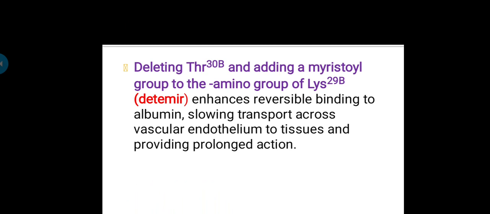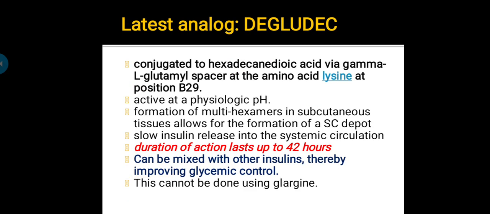So it enhances the reversible binding to albumin. It slows the transport across the vascular endothelium to tissues and provides the prolonged action. The latest analog is degludec. It is conjugated to hexadecanoic acid via a gamma glutamyl spacer at the amino acid lysine at position B29. So at lysine B29, there is an addition of the hexadecanoic acid via a gamma glutamyl spacer.